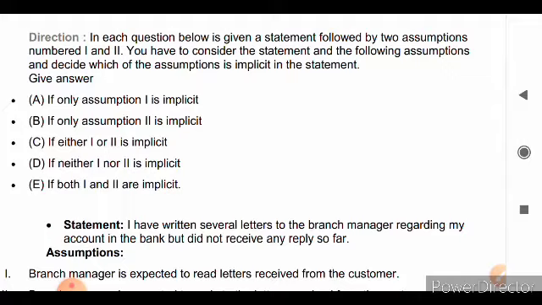You have to consider the statement and the following assumptions and decide which of the assumptions is implicit in the statement. Give answer A if only assumption 1 is implicit, B if only assumption 2 is implicit, C if either 1 or 2 is implicit, D if neither 1 nor 2 is implicit, E if both 1 and 2 are implicit.